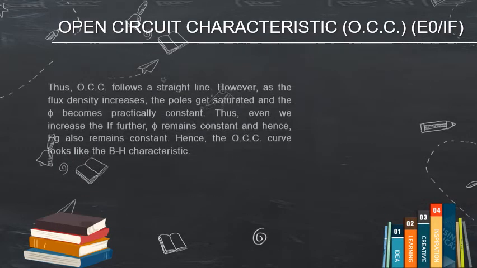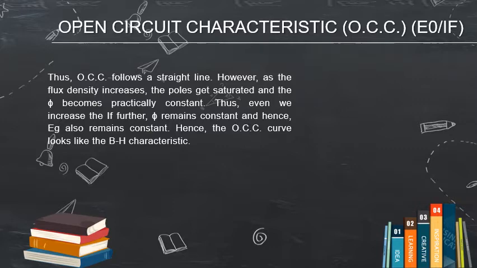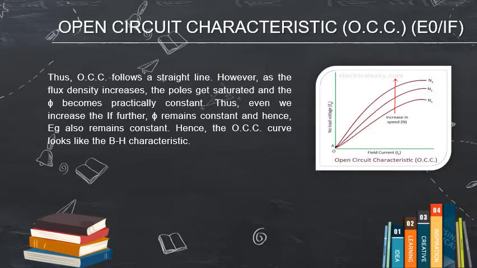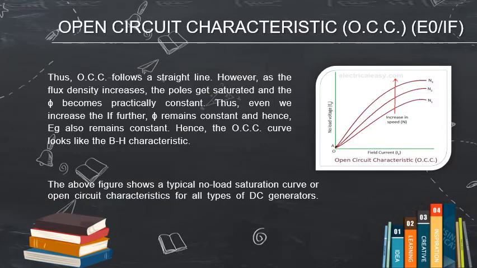The open circuit characteristics follow a straight line. However, as the flux density increases, the poles get saturated and phi becomes practically constant. Thus even if the field current increases further, phi remains constant and hence Eg also remains constant. Hence the open circuit curve looks like the B-H characteristic or B-H curve. You can see the diagram. On the horizontal axis, we consider the field current represented by IF, and on the vertical axis we consider E0 or no load voltage. The above figure shows a typical no load saturation curve or open circuit characteristic for all types of generators.